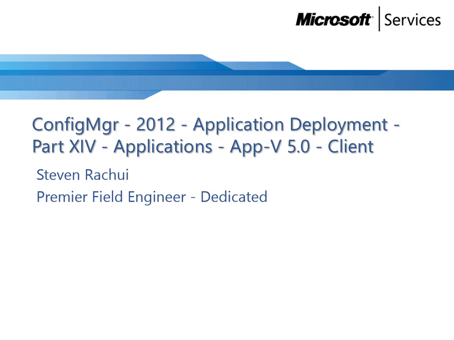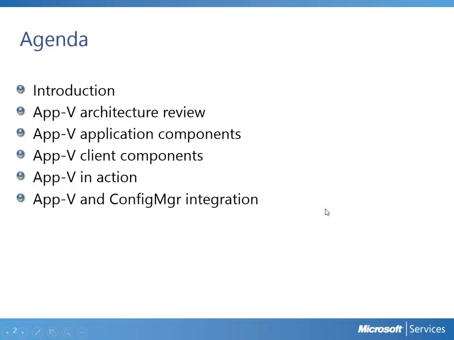Today's discussion will be part 14 in an ongoing series of discussions dealing with Application Deployment and Configuration Manager 2012. Today's discussion will focus on App-V, specifically client-side activities that take place. So to this point, we've talked about App-V already. We've talked about the sequencer. Now we're going to see how the sequenced applications actually execute on the client in a couple of different ways.